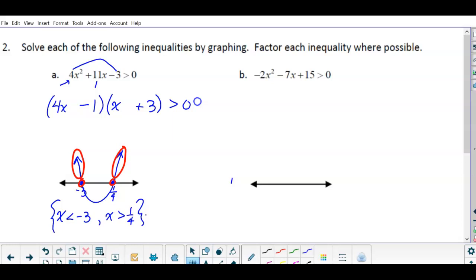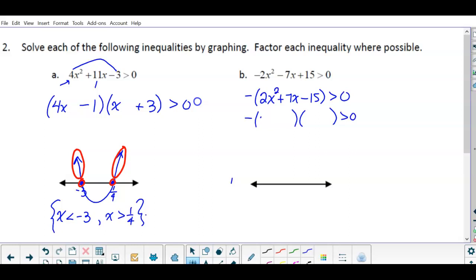Okay, next one. Going to factor out a negative. I'm not going to divide yet. I want to actually graph it the way it's shown here. You could divide, and then that would change the direction of your inequality. That's the correct answer. Okay, can we factor this? Two numbers that multiply to negative 30 and add to 7.